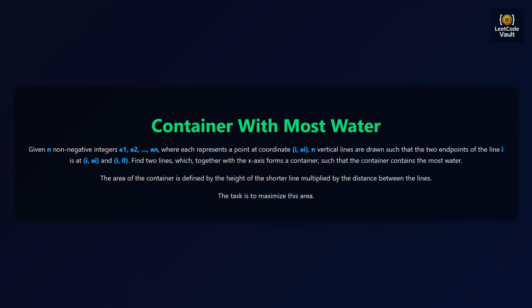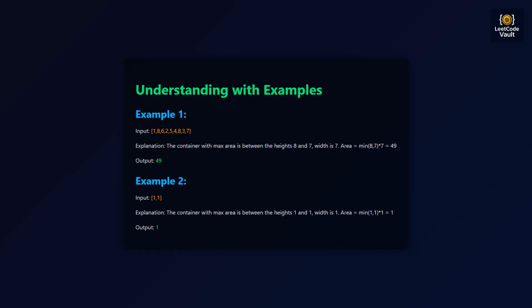Understanding with examples. Let's work through a couple of examples. Imagine we have an array 1, 8, 6, 2, 5, 4, 8, 3, 7. If we pick the first and last lines, the height is limited by the shorter line, height 1, and the width is 8 units. The area is 1 times 8 equals 8. Now let's try lines at positions 1 and 8. The heights are 8 and 7, so the minimum height is 7, and the width is 7. The area is 7 times 7 equals 49.